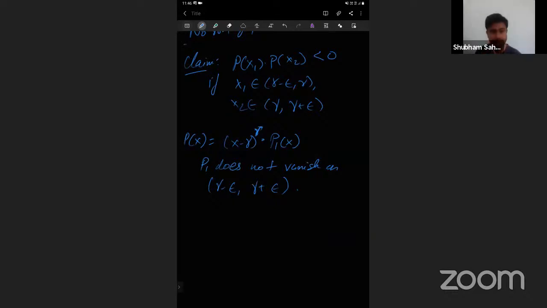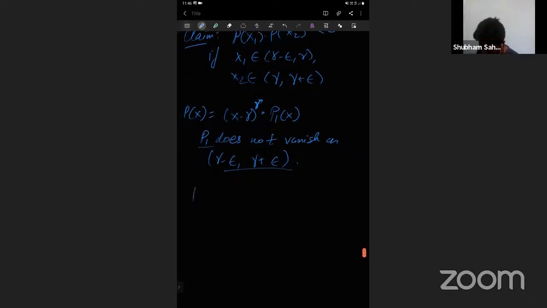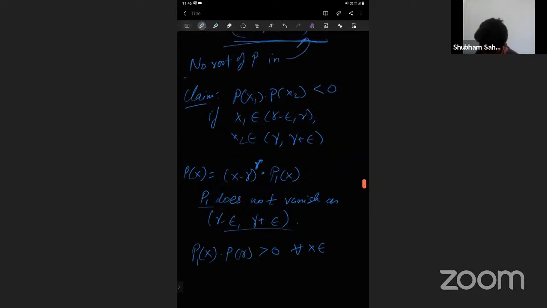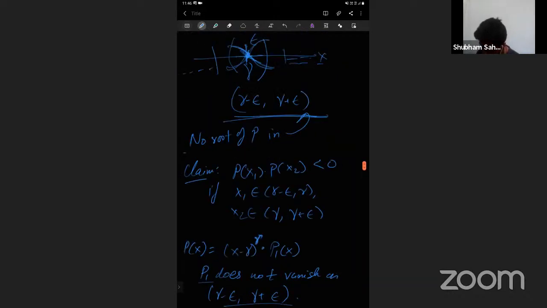Now since p1 is a polynomial, for a polynomial to change signs in an interval, it has to have a root in that interval. So p1 does not have a root in this interval, so p1 will never change signs. So p1(x) times p1(gamma) is greater than 0 for all x. For notation's sake, let's call this interval G, so for all x in G.